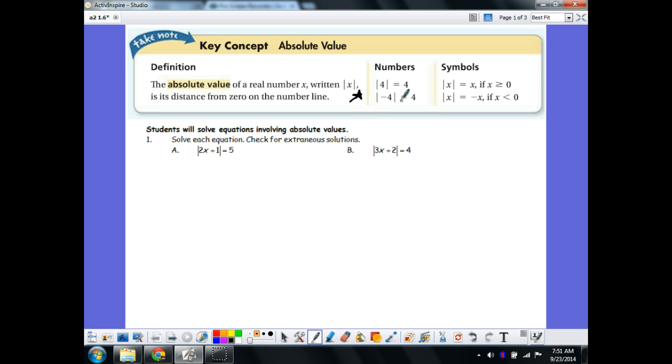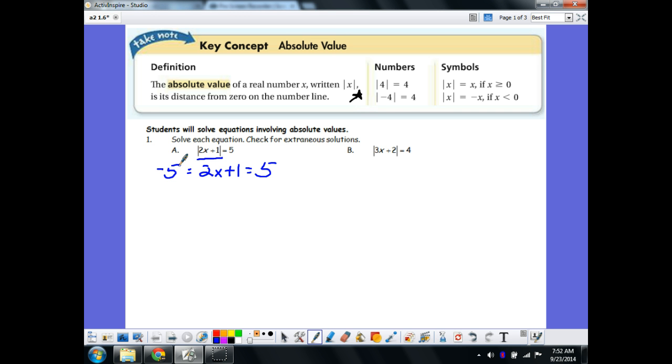Now, in these first 4 examples, we're going to solve these absolute value equations. The first thing you want to do is get the absolute value part, or chunk, by itself. And in A and B, that's already done. We already have the absolute value by itself. So then it's asking, what number is 5 units away from 0? Now, as we talked about up here, there are 2 numbers that are 5 units from 0. And they are 5 and negative 5. Okay, so 2x plus 1 could either be 5 or negative 5.